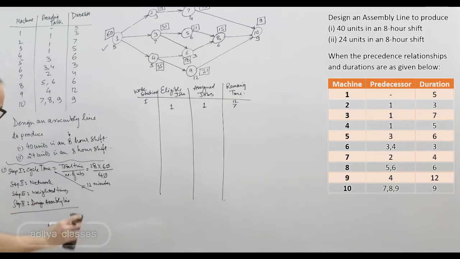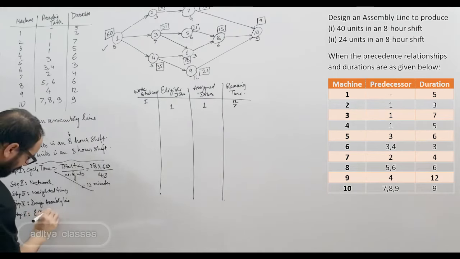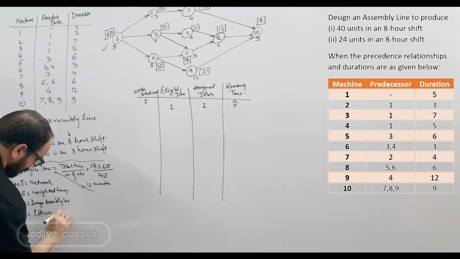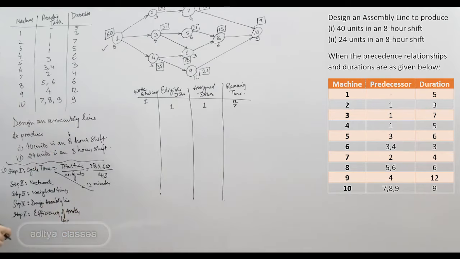I'll put step 5 also and then we'll free up this space. Efficiency of assembly line.